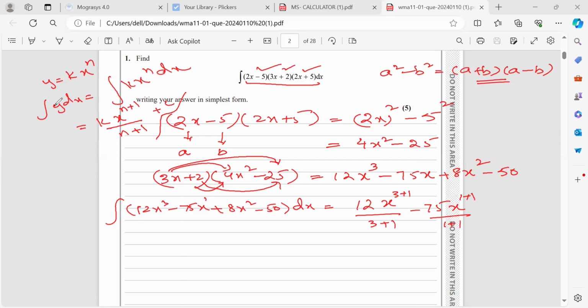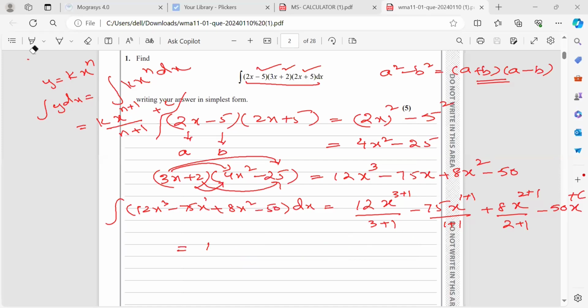Then we take 8x squared, meaning we are going to apply formula 2 plus 1 upon 2 plus 1. Then we have negative 50 means negative 50. This time we write x only because nothing here with 50 means x power 0, which is 1. So we write here x only. Then we add one thing which is constant unknown c. This is the rule for integration. Then we are going to simplify it more.